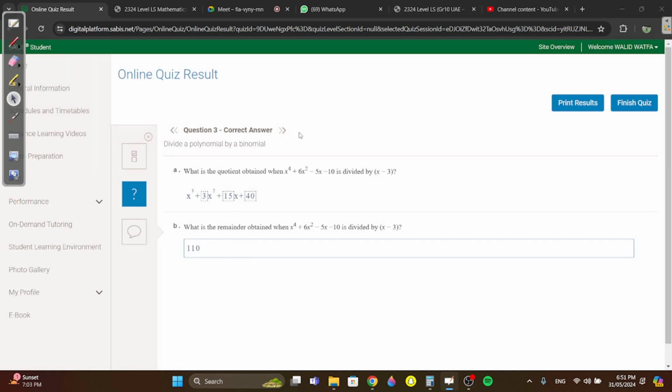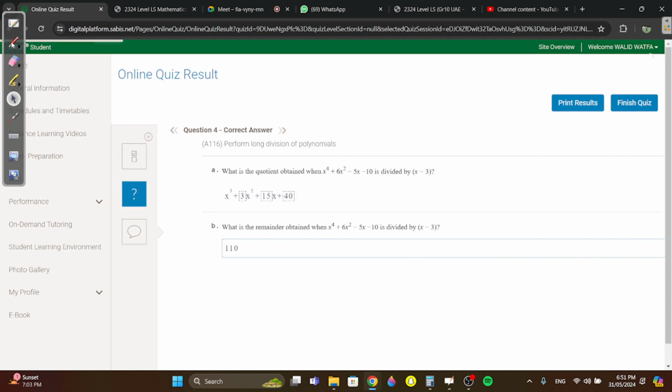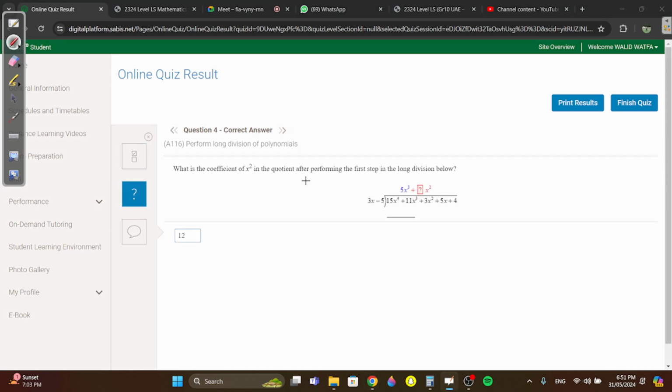Question 4. What's the coefficient of x squared in the quotient after performing the first step in the long division below? Just continue the long division. They already gave us the first division, remember DMS. 5x to the power of 3 times 3x is going to be 15x to the power of 4. Minus 5 times 5x to the power of 3 is minus 20x to the power of 3. Now let's subtract. Oh, no, minus 25. Minus 25x to the power of 3.